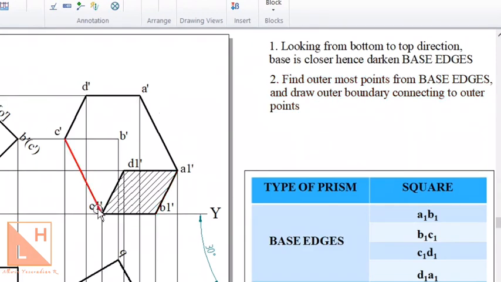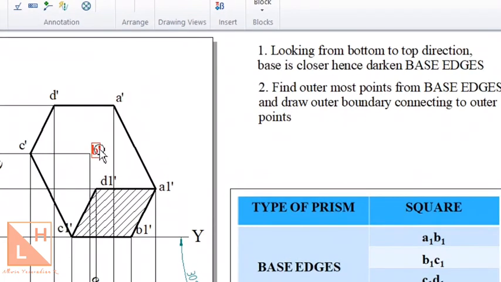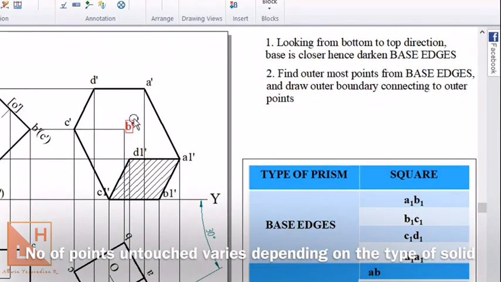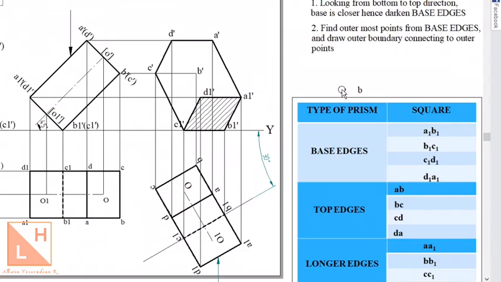So we identified it as A1 dash and draw an outer boundary connecting the outermost points that exist in the third position. After we do this, there is one point that remains which is not touched by any of the lines. In some cases there will be one point which is untouched, and in some cases, say a hexagonal prism or pentagonal prism, we'll find 2 points which are untouched by the lines that we have completed. Once we identify that point, the edges emerging from that point will be hidden. So in this case, the one that we have found out is B.